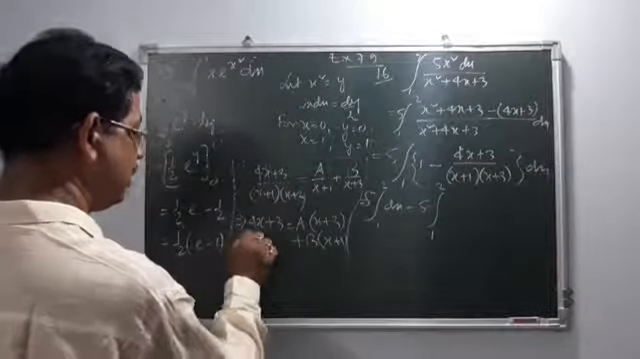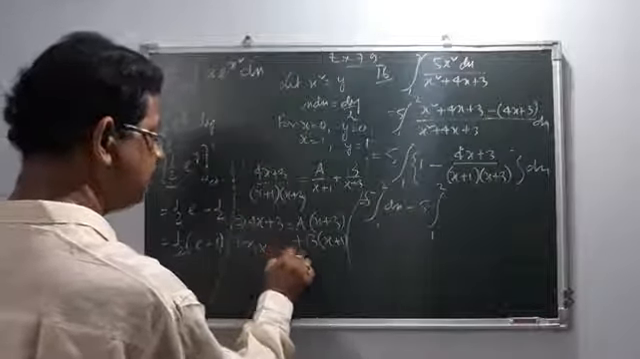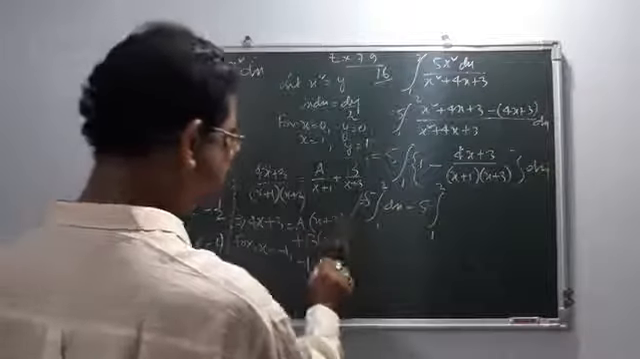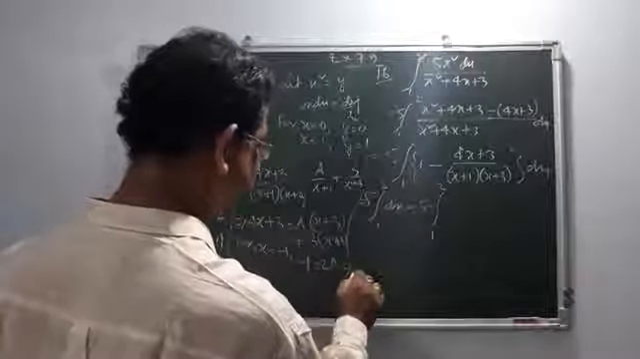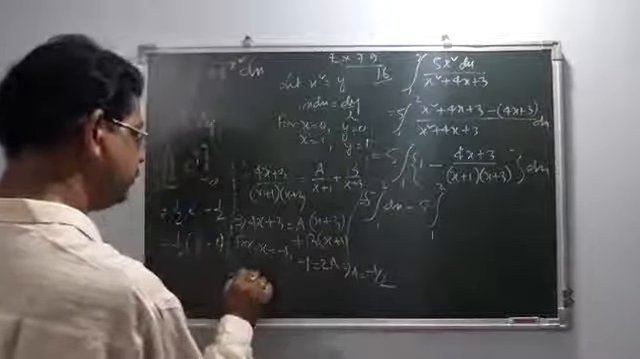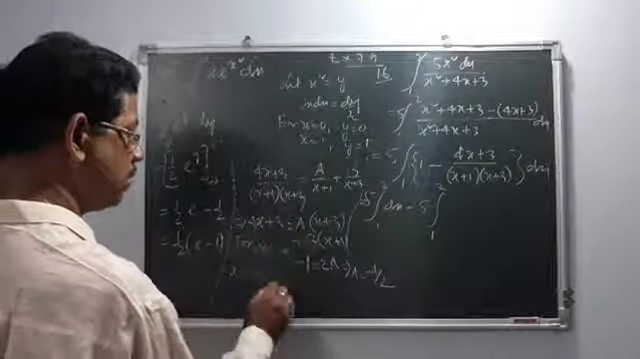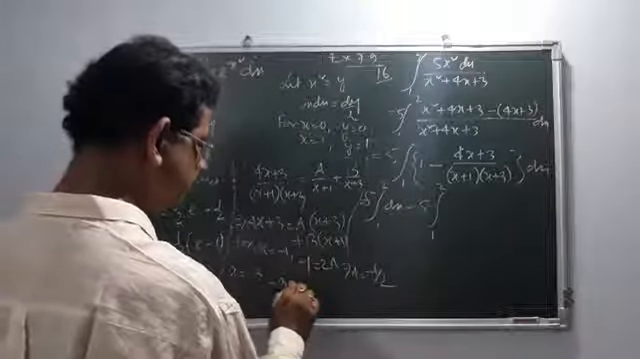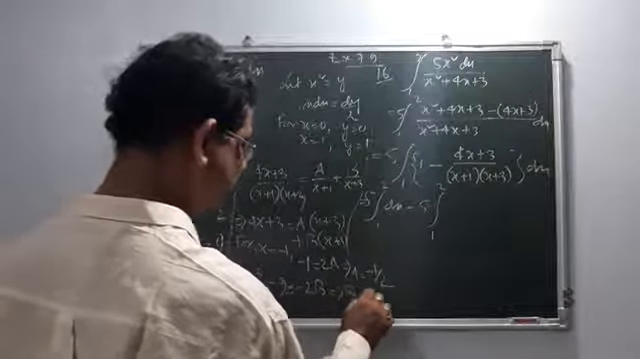Now for x is equal to minus 1. If we put minus 1, this will give minus 1 only. This will give 2A, and this will be 0. So A becomes minus half. If we put x is equal to minus 3, then it is 3 times 4 is 12, 12 minus 3 is 9. This will be 0. This is 2B, sorry. So B becomes 9 by 2.